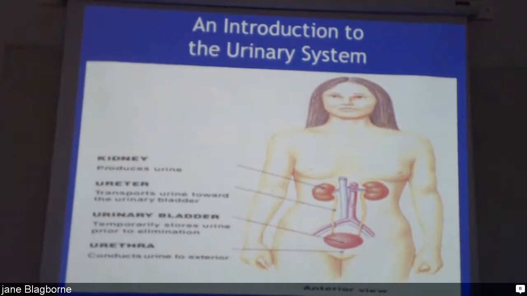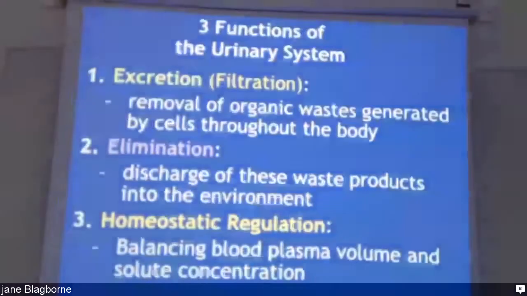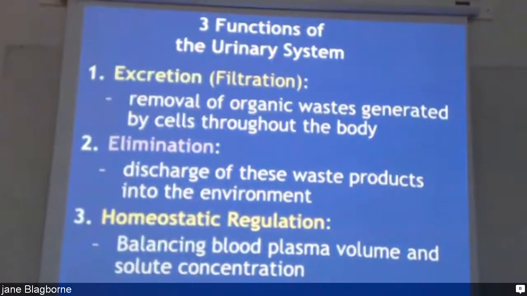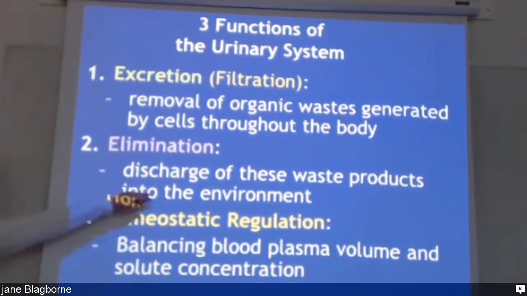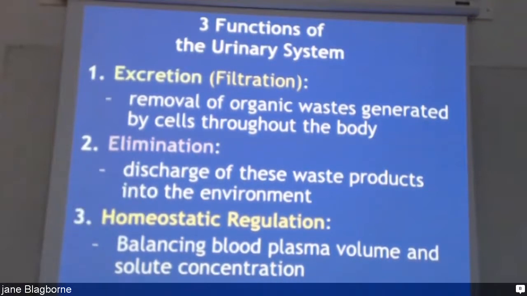Okay, three functions of the urinary system. Excretion, filtration. So it's removal of your waste products in the blood system and all the other cells about, but they do arrive by the blood to be cleaned out. Elimination is getting rid of these waste products. When they say into the environment here, they mean getting rid of the waste products in the urine.